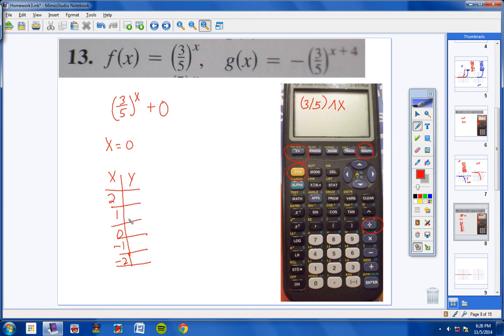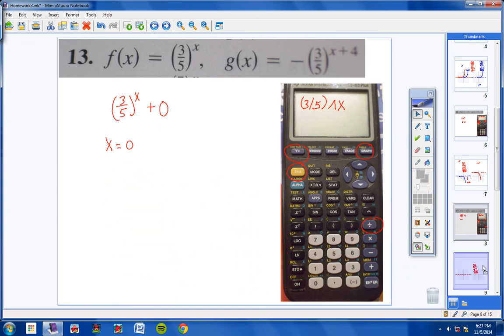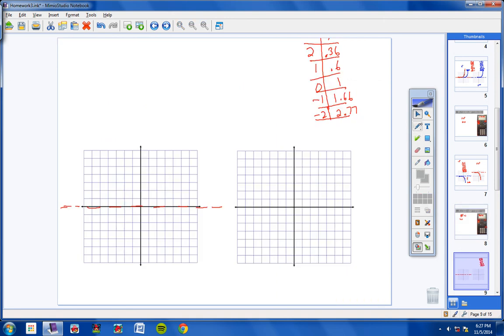Okay, so here's what you should get for your table of values here for 13. You should get 2.77. Well, let me get to in decimal form here. 0.36 here, and then for 1 it would be 0.6, and then 1 here, and then 1.66 repeating, and then 2.77 repeating. Okay, there we go. Let's go ahead and pull this over. Hopefully you guys are getting these right on your calculators. Okay, here we go.